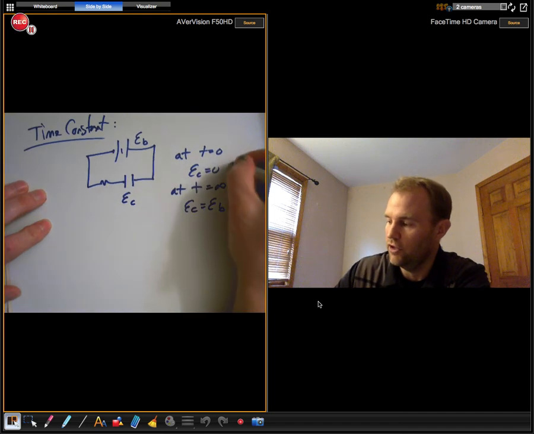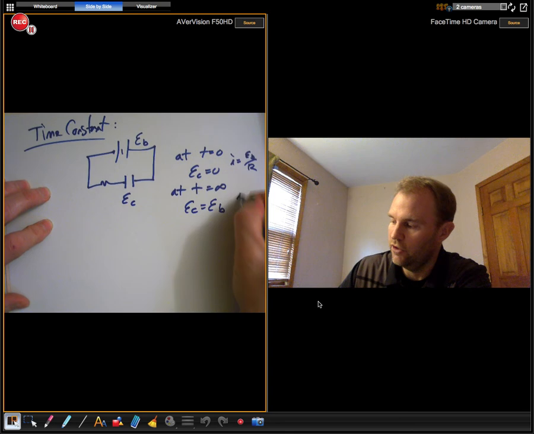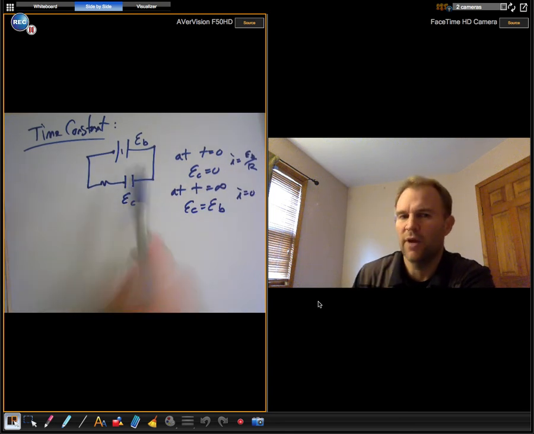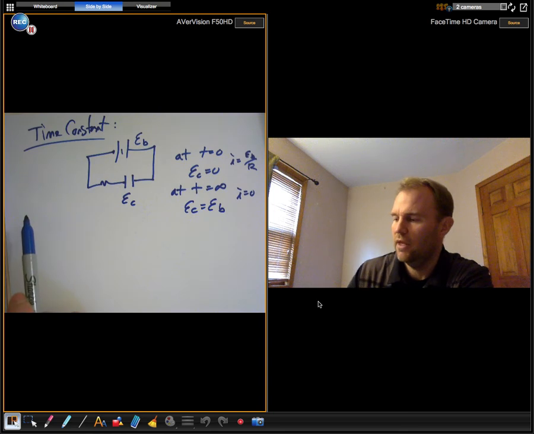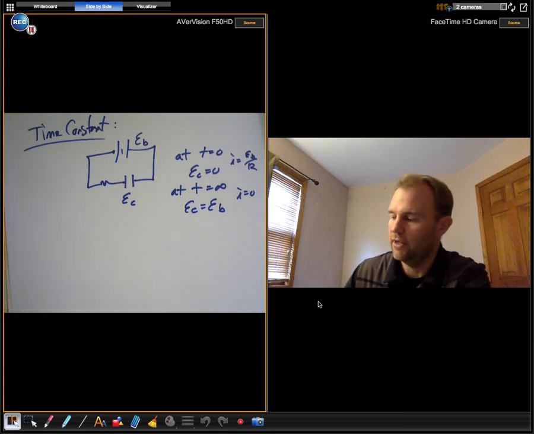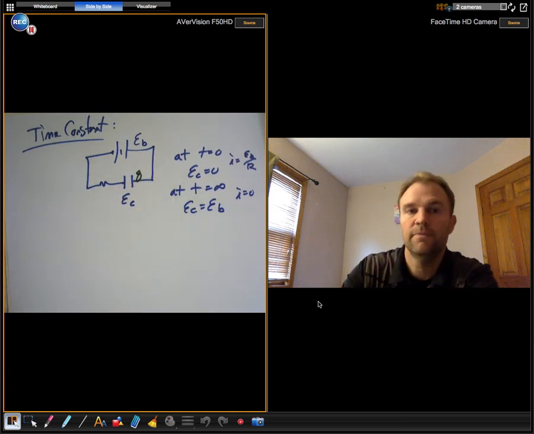So here we'd have a current equal to epsilon battery divided by resistance. Here we'd have current equal to 0. And so what we want to talk about is what happens in between now. And this idea of time constant is going to come up again. So let's look at the amount of charge that's built up on this circuit right there.